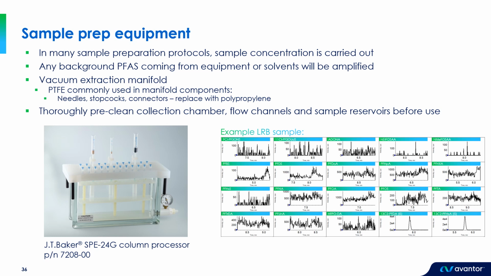The extraction manifold we use is shown in the image here. It's entirely fluoropolymer free, and using this manifold we were able to obtain very nice, really clean laboratory reagent blanks for EPA method 537.1 as shown in the chromatograms on the screen there. Incidentally, the 2 peaks at the bottom right are internal standards and are not contaminating PFAS peaks.